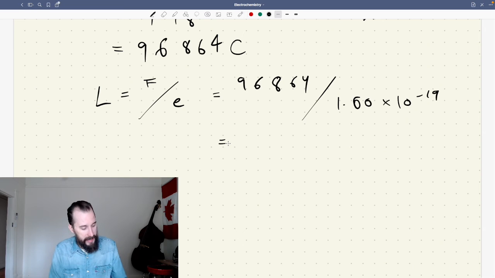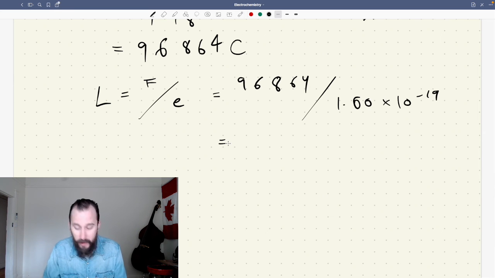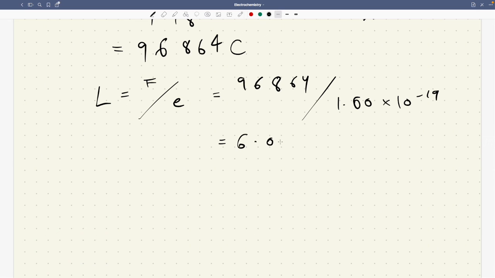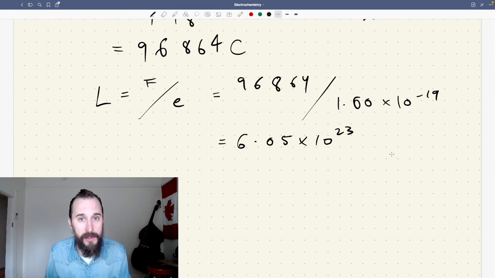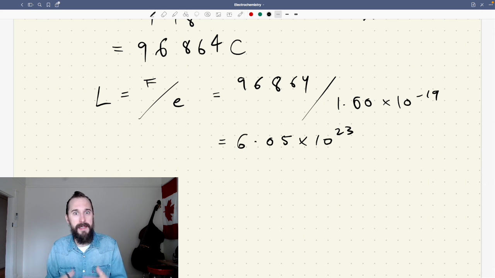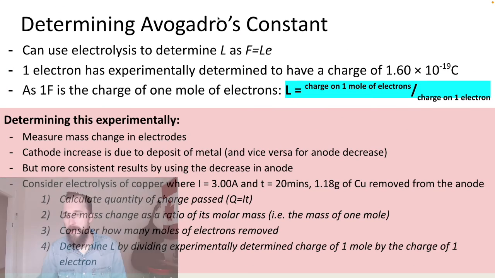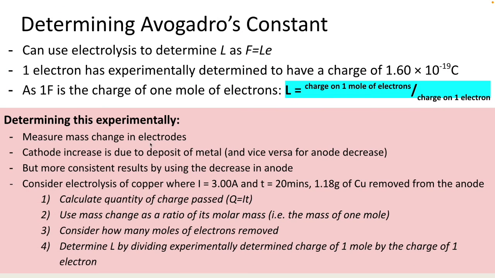Plug all this in the calculator. Lots of calculating because, you know, we're doing a quantitative analysis, so we need lots of numbers. We end up with a value of 6.05 times 10 to the power of 23, which is pretty close experimentally to Avogadro's number. Now, we would expect a degree of error, again, being an experimental analysis, but we can see we're using our quantitative electrolysis to experimentally determine Avogadro's constant.